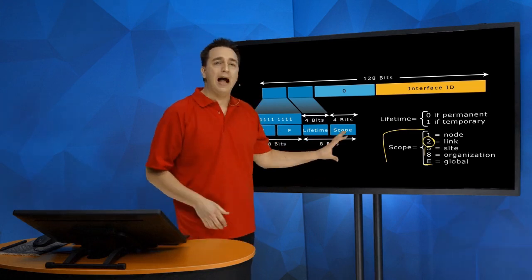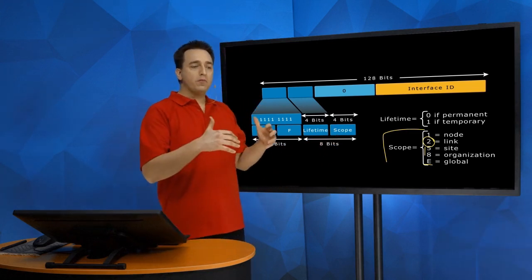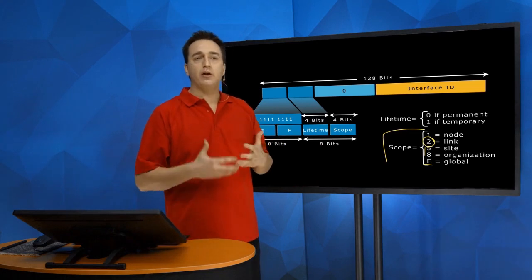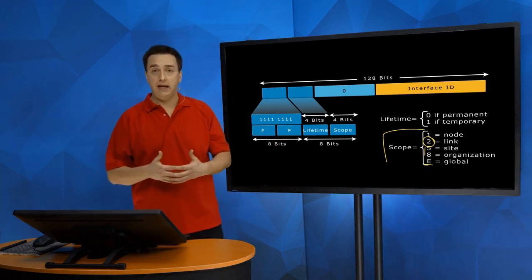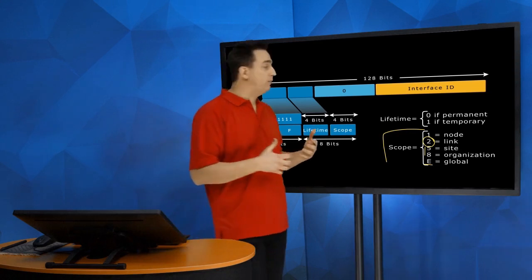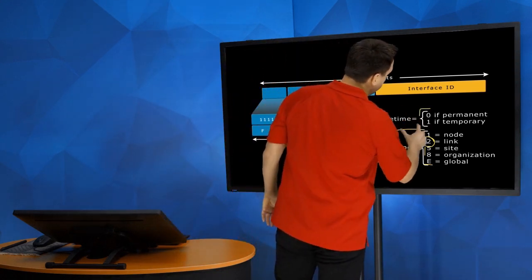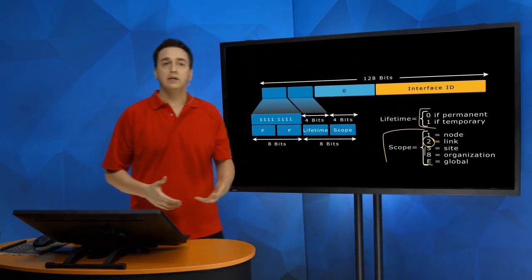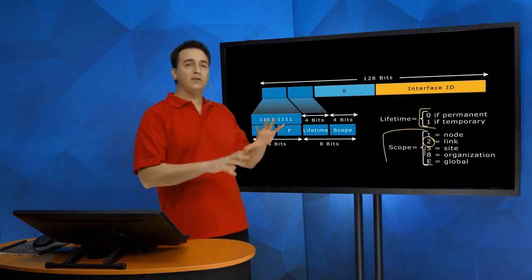So we have different values in the addressing that are going to identify how far the multicast packet can travel. In addition to that, is this multicast packet permanent? Or is it temporary? So all of that is defined in the addressing.